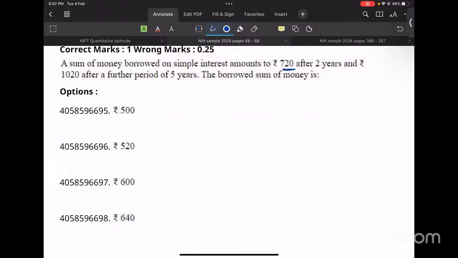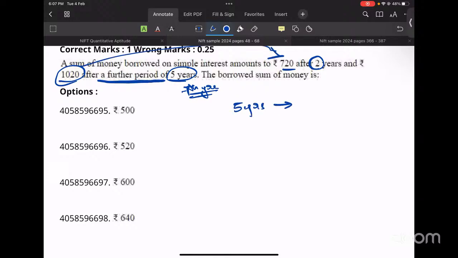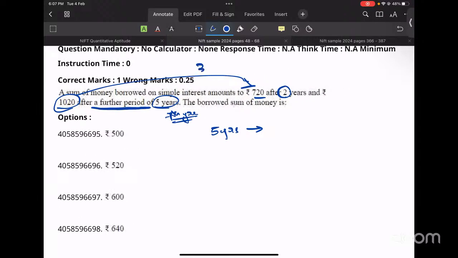See, 720 after 2 years, simple interest amounts to. And after a further period of 5 years, that means on the 7th year, the question mentions that the amount becomes 1020. So in 5 years, the interest earned is the difference of these two, which is 300 rupees. That means 300 rupees in 5 years. So in 1 year, it is 300 by 5, that is 60.